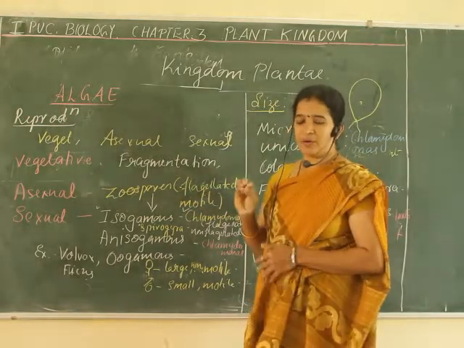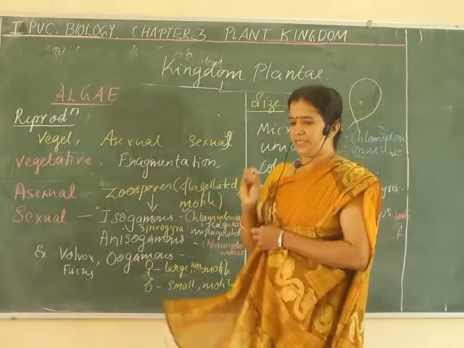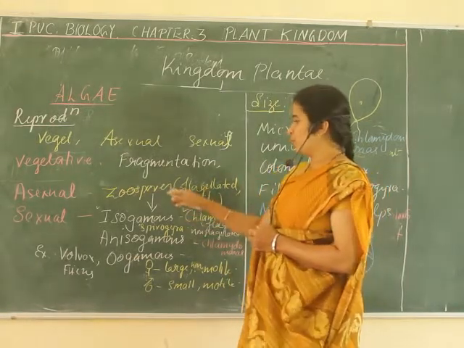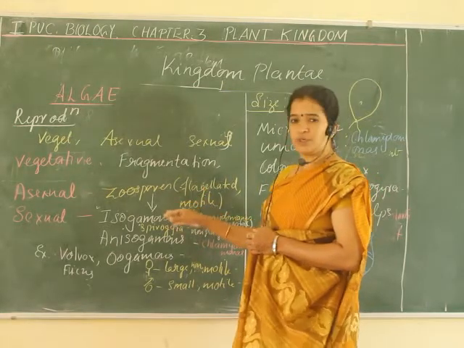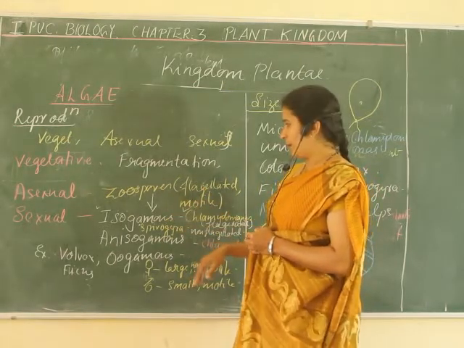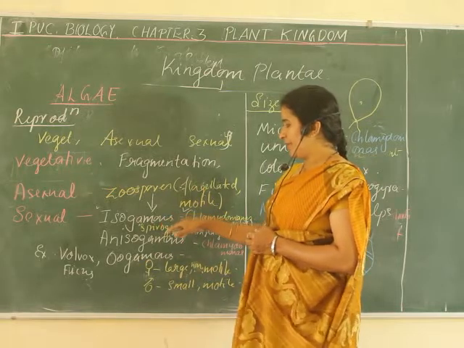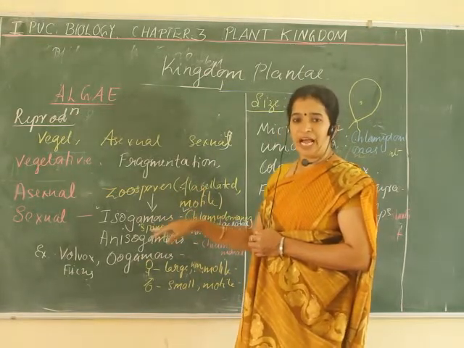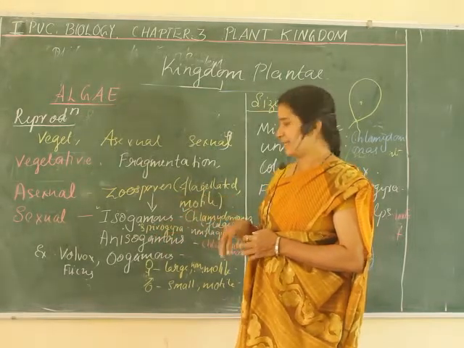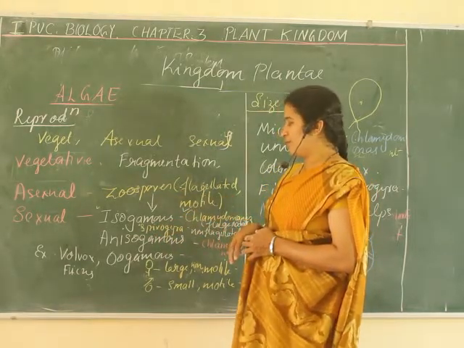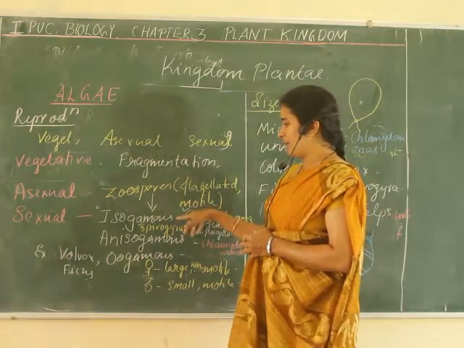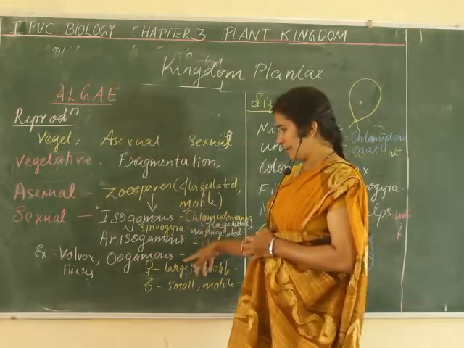If any structure has flagella, it will have motility. Zoospores, on germination, develop into a new thallus. Sexual reproduction takes place by the fusion of 2 gametes, and based on the nature of these gametes, there are 3 kinds of sexual reproduction: isogamous, anisogamous, and oogamous.